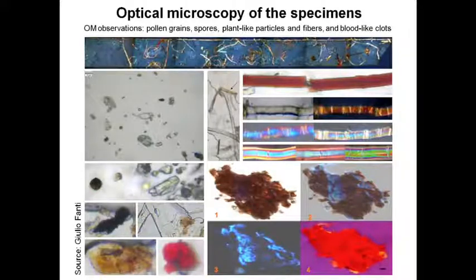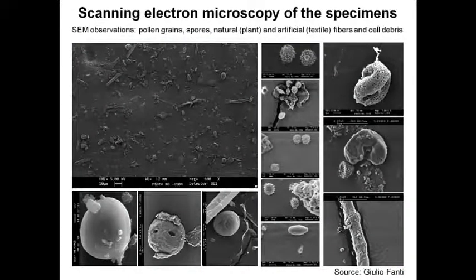Just to give you an idea, here are some pictures taken using optical microscopy, showing you some pollen grains, spores, plant-like particles, cell debris, and also blood-like clots. The same specimens were also analyzed by scanning electron microscopy. And here you can see details of pollen grains, spores, plant fibers, and different types of cell debris.